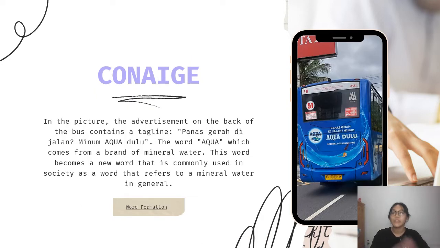The first word formation is coinage. In this picture, the advertisement on the back of the bus contains a tagline, "Panas gerah di jalan, minum aqua dulu." The word aqua comes from a brand of mineral water. This word becomes a new word that is commonly used in society as a word that refers to mineral water in general.